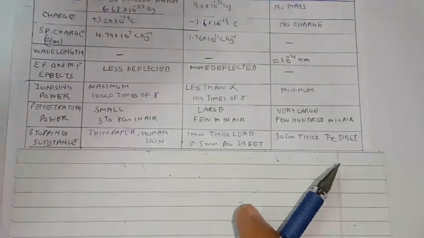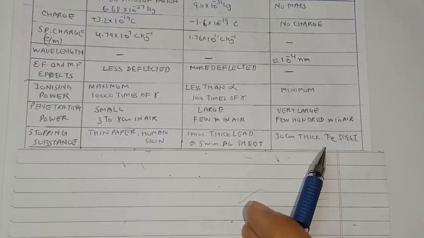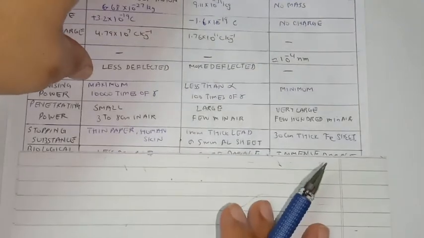Stopping substance. Which substance can stop these radiations? Alpha radiations can easily be stopped by a single thin sheet of paper, or human skin can do that. Beta radiations: to stop beta radiations, we need at least a 1 mm thick lead sheet or a 5 mm aluminium sheet. Gamma radiation: 30 cm thick iron or steel sheets, or even concrete.